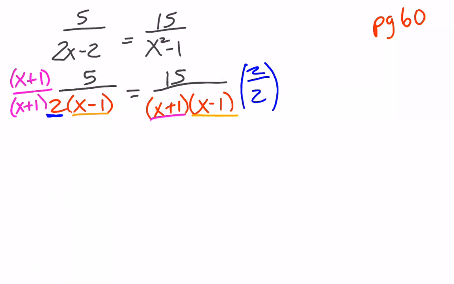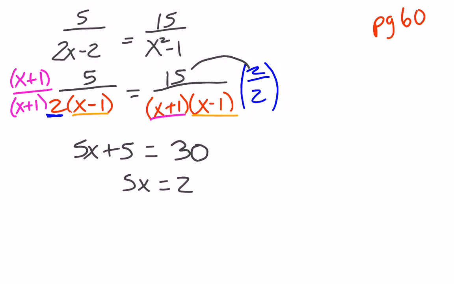Now I need to simplify my numerator. So my first fraction I'm going to have to distribute, and that would be 5x plus 5 equals, my right side, that would be equal to 30. So then if I subtract the 5, I get 25. So 5x equals 25. And I get that my final answer is 5, which will not make my denominator 0, so my solution will work.